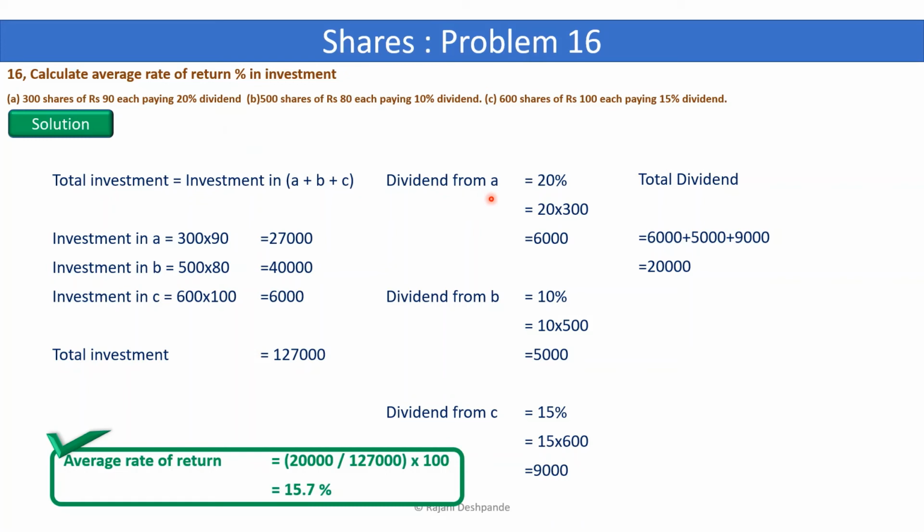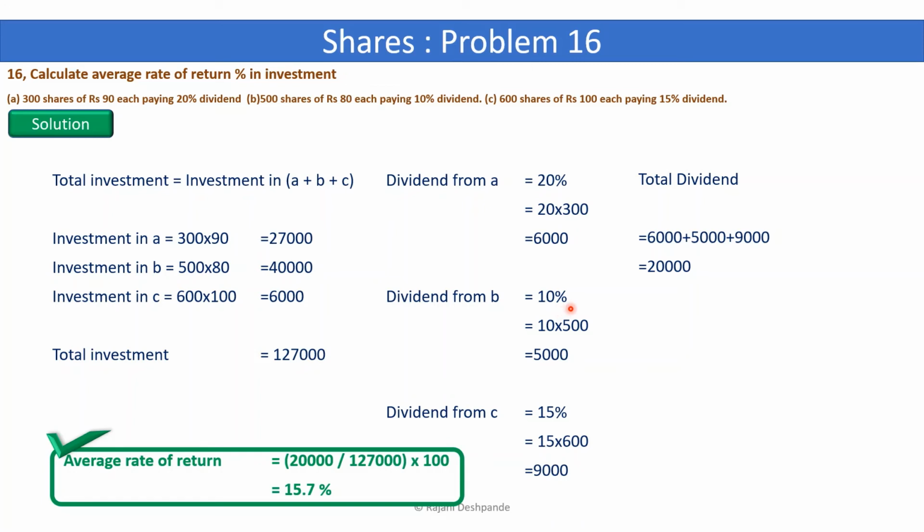So dividend from A is 20% in the first case. So 20% on the 300 shares, so it is 20 into 300, which is 6,000. Dividend from B is 10%. So 10 into 500 is 5,000. Here we are considering the face value in A, B and C in all the cases as rupees 100.